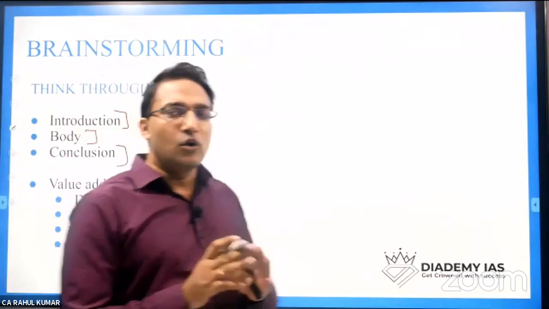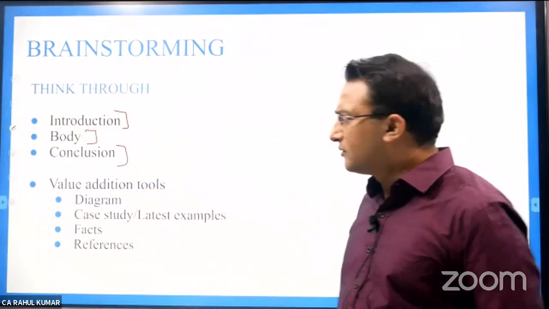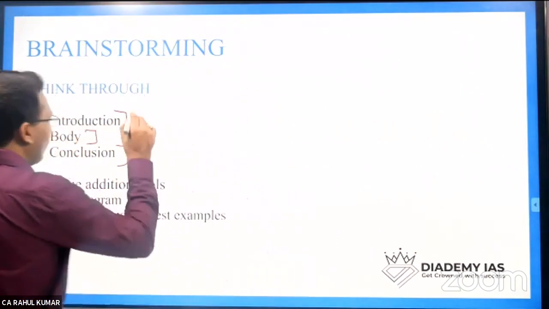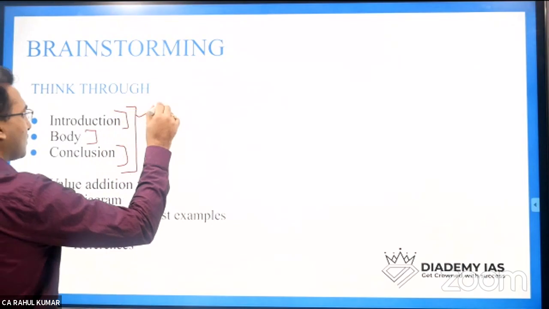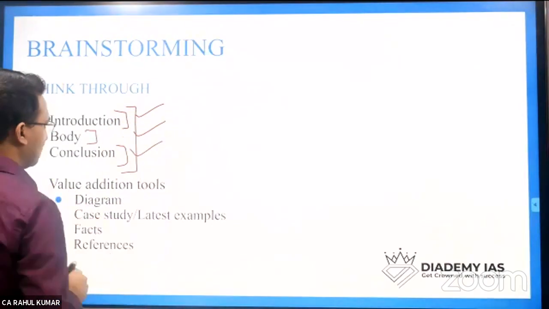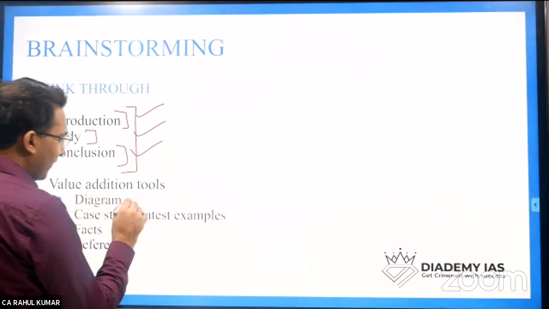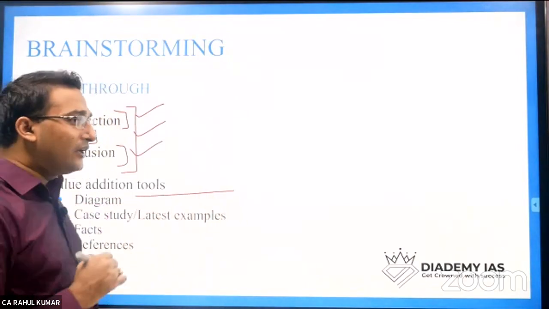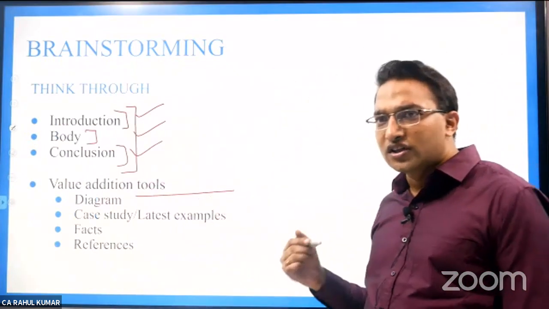I will discuss how to write the body, the introduction, and the conclusion in the upcoming part of the session. But when you see the question of coastal sand mining, just think what can be the introduction, what can be the body, what can be the conclusion, right? And then start thinking what kind of diagram I can include. Can I include the diagram of impact, or the diagram of threats?